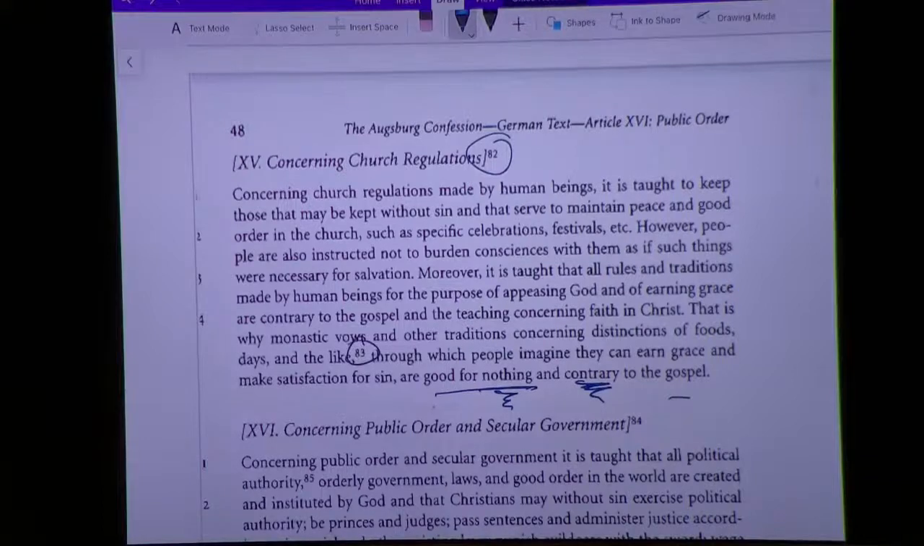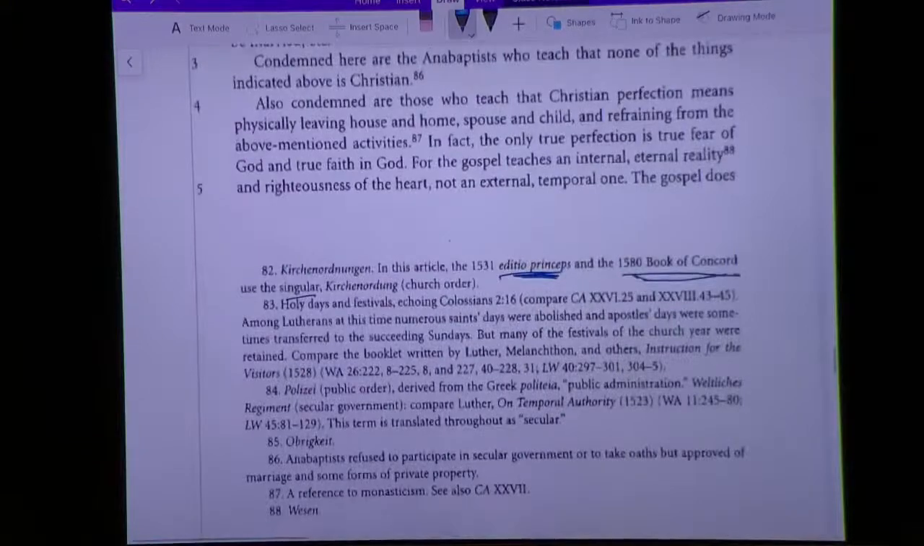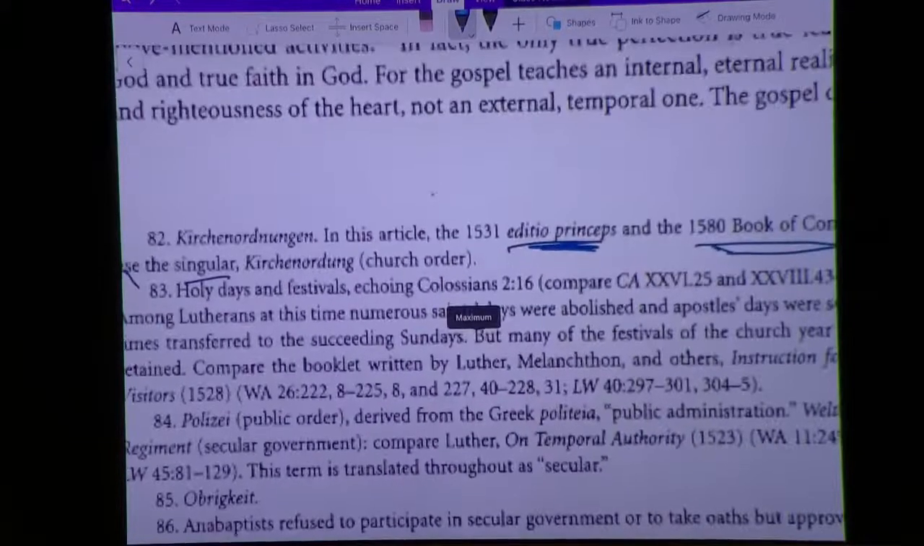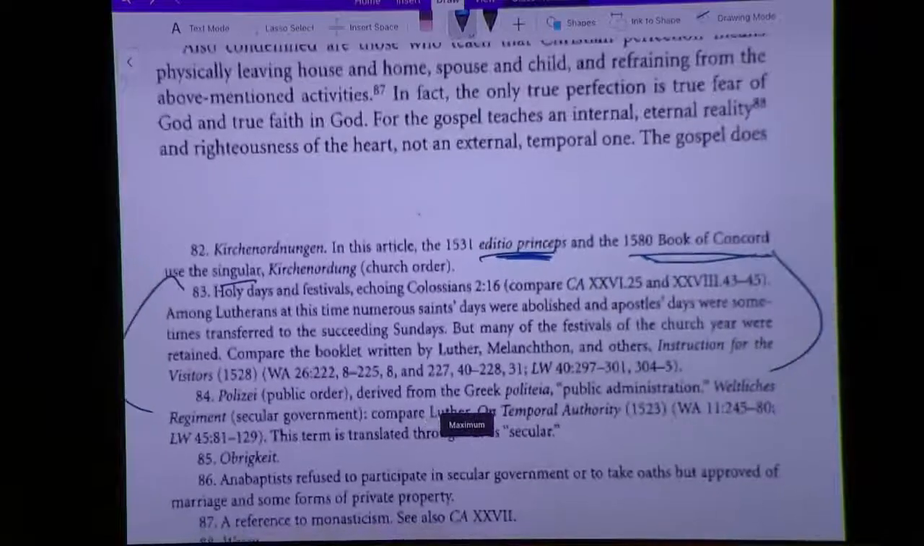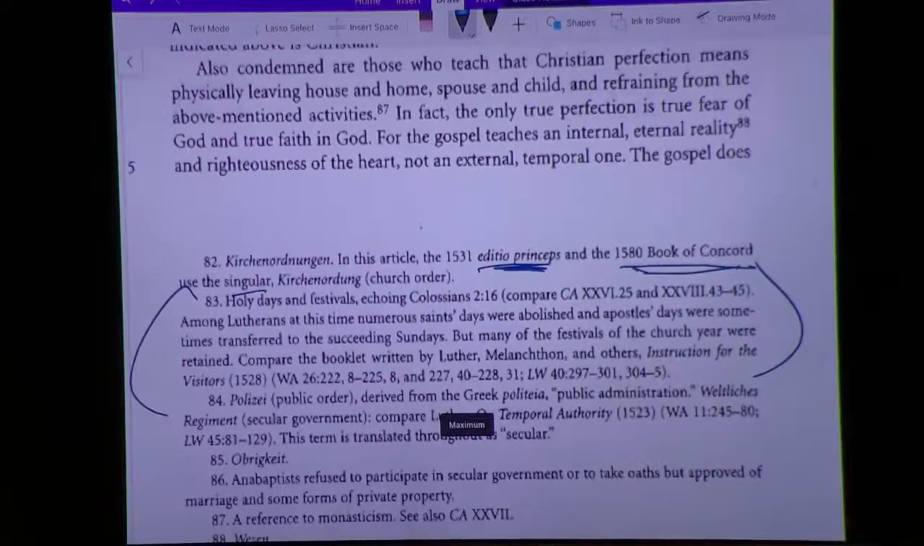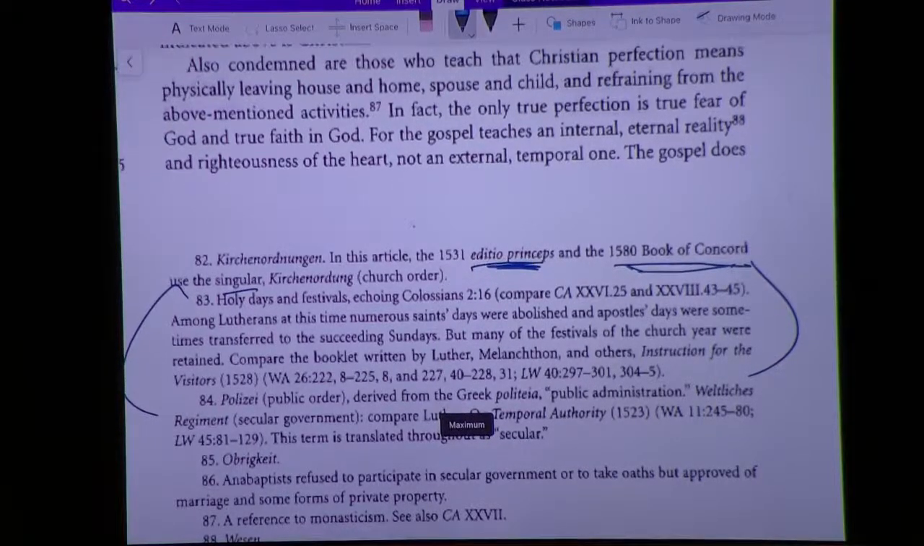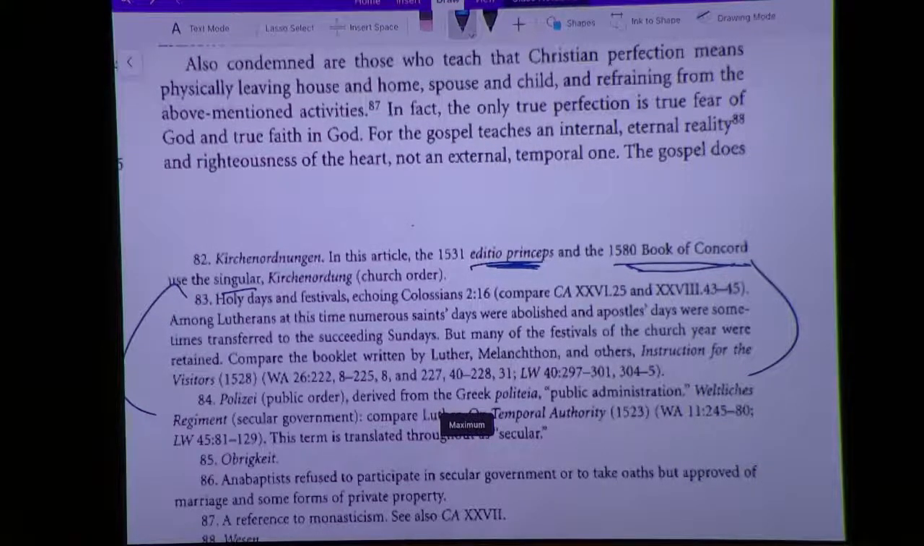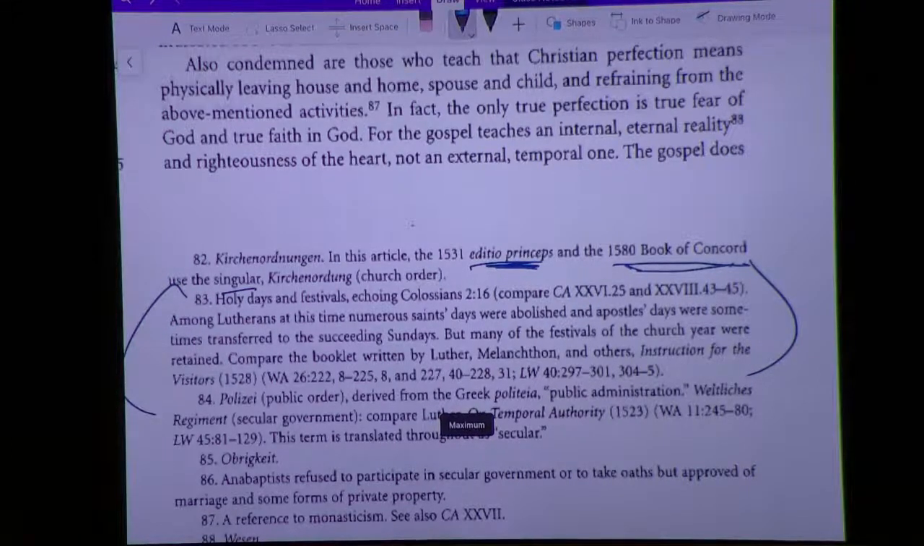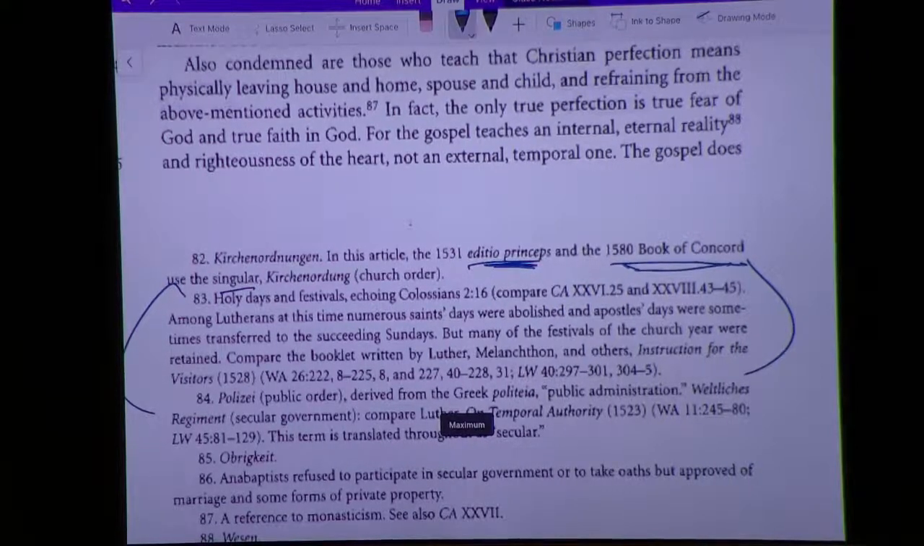We got footnote 83 on this list of traditions, distinction of foods, days, and the like. See footnote 83. Oh, this does help a little bit. Footnote 83 says, these are holy days and festivals, echoing Colossians 2:16, and we can compare there, Augsburg Confession, Articles 26 and 28. Among Lutherans at this time, numerous saints' days were abolished, and apostles' days were sometimes transferred to the succeeding Sundays. But many of the festivals of the church year were retained. Compare the booklet written by Luther, Melanchthon, and others, Instruction for the Church Visitors, and you can look that up if you want to according to those references.